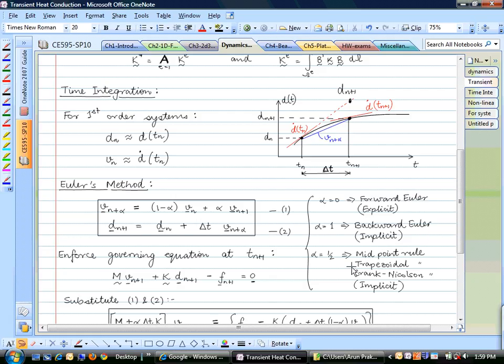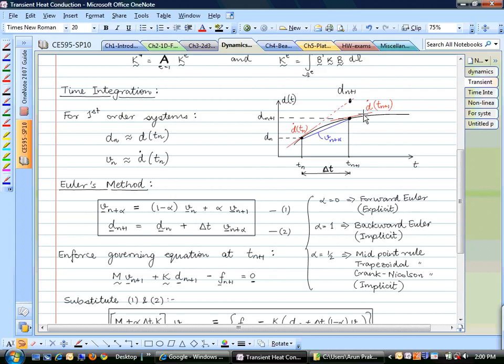And the order of accuracy, maybe you can just take an extra note here, for this midpoint rule, which is also called the trapezoidal rule or the Crank-Nicolson method, the order of accuracy is 2. Just like our order h square, in this case it is order delta t square.